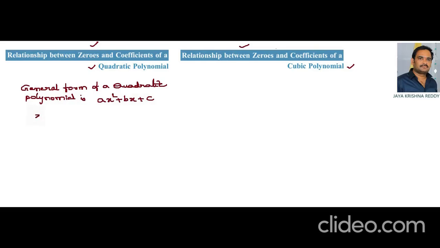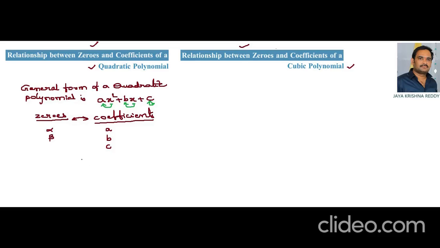Suppose the zeros of this quadratic polynomial are alpha and beta. The coefficients are: the x square coefficient is a, that is one coefficient, the coefficient of x is b, that is one more coefficient, and the constant term is c. Now there is a relationship between the zeros and the coefficients.